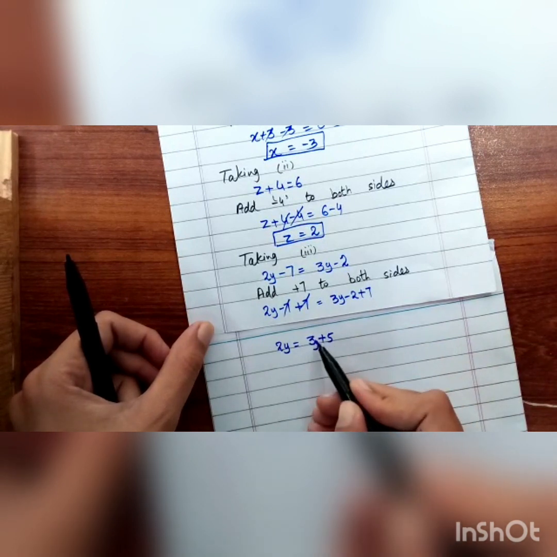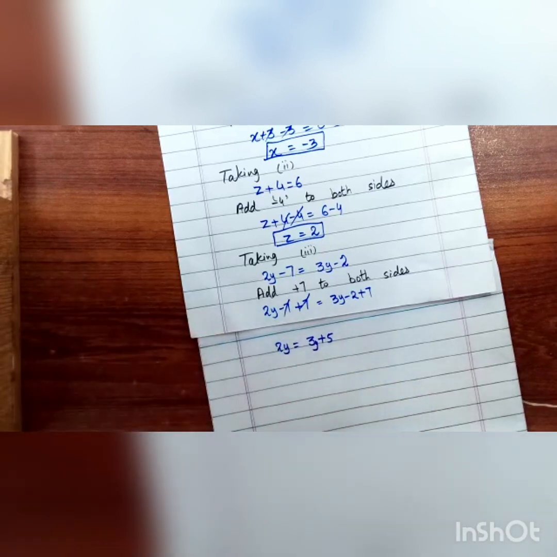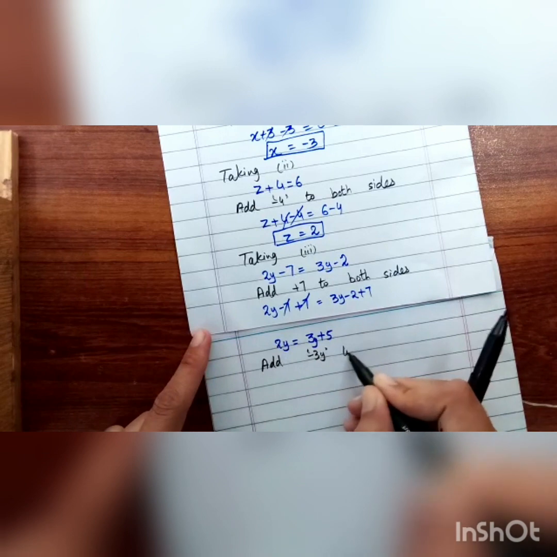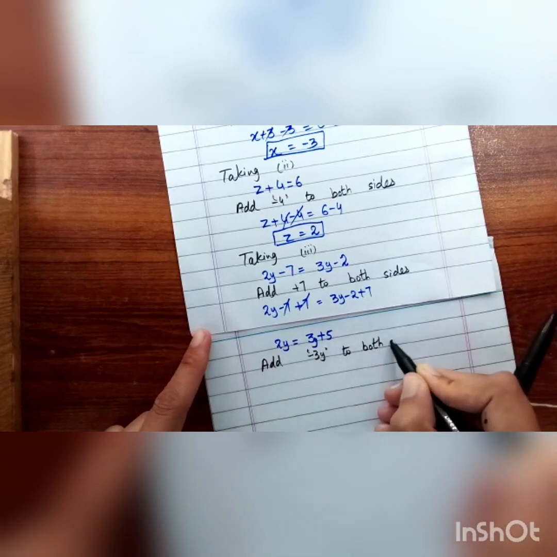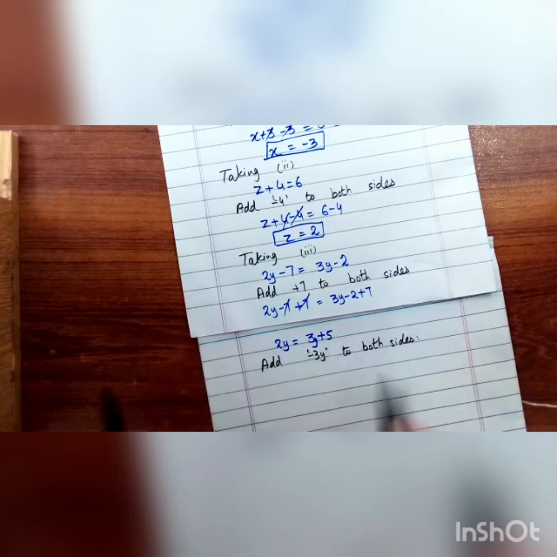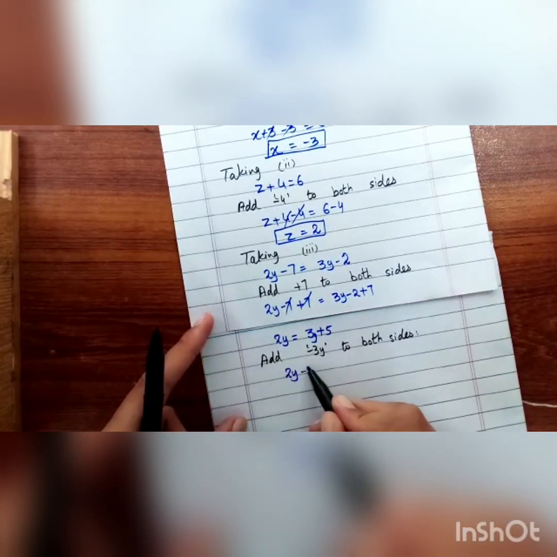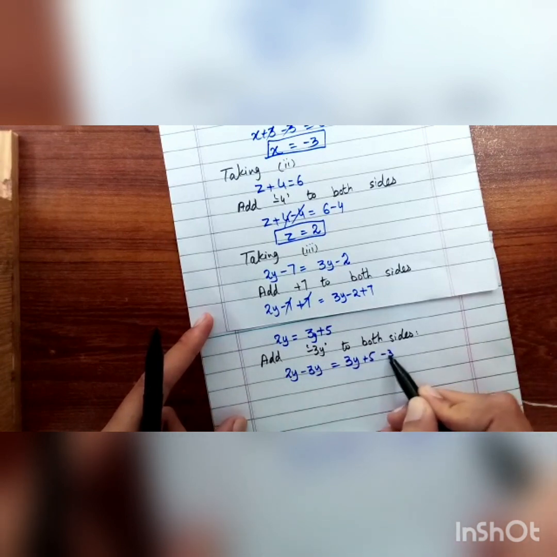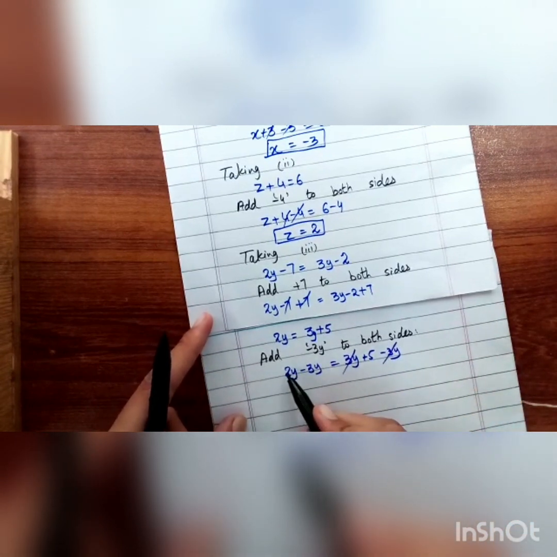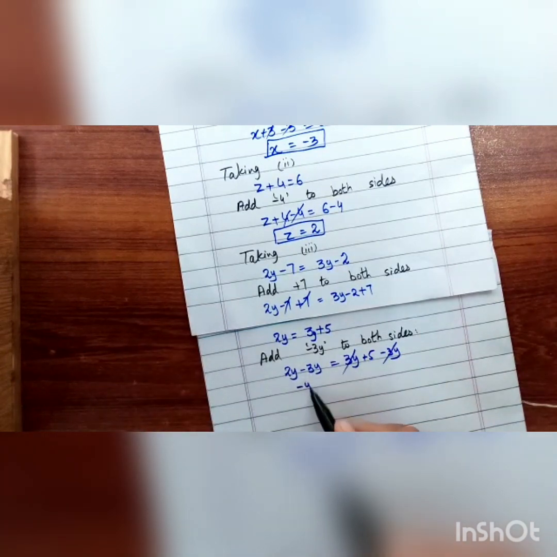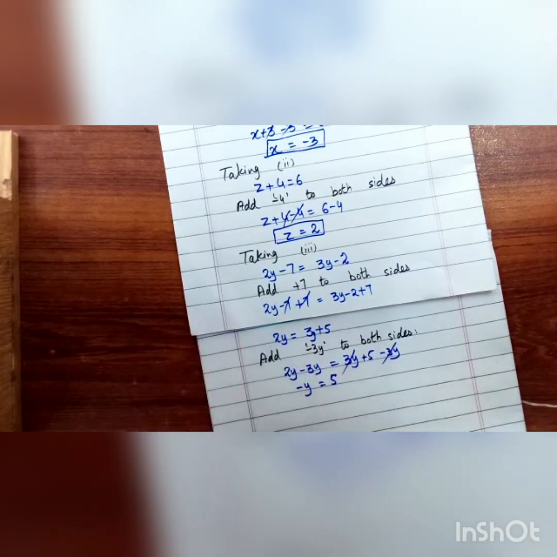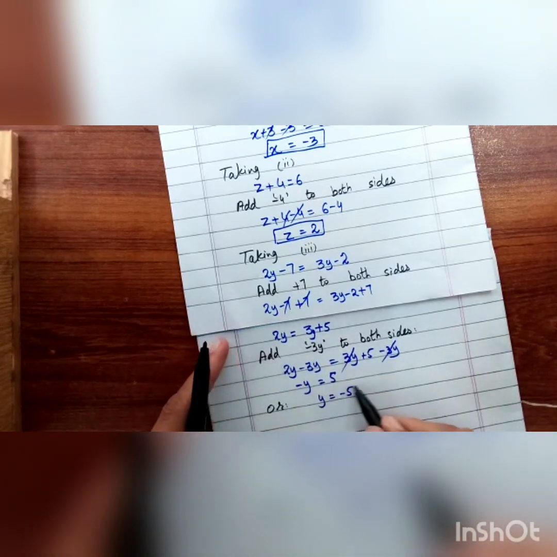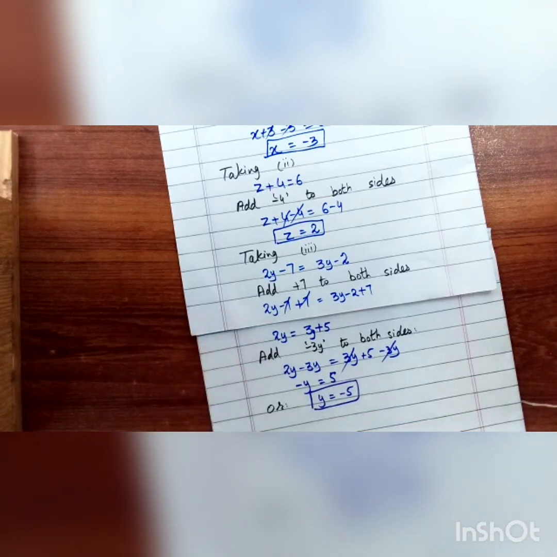Now by shifting this 3y to the other side, we will add minus 3y to both sides. Now 2y minus 3y is equal to 3y plus 5 minus 3y. 3y and 3y are cancelled. Plus 2y and minus 3y will give you minus y is equal to 5, or y is equal to minus 5. How is y equal to minus 5? By multiplying minus 1 to both sides.